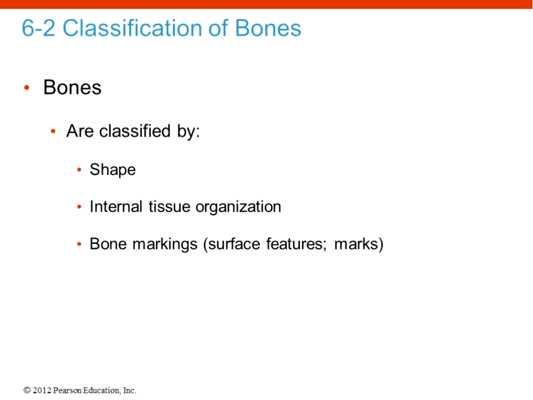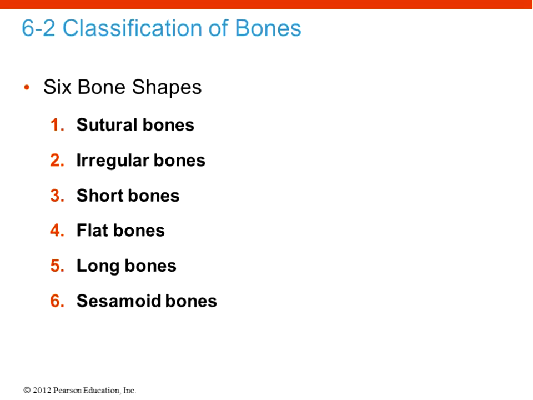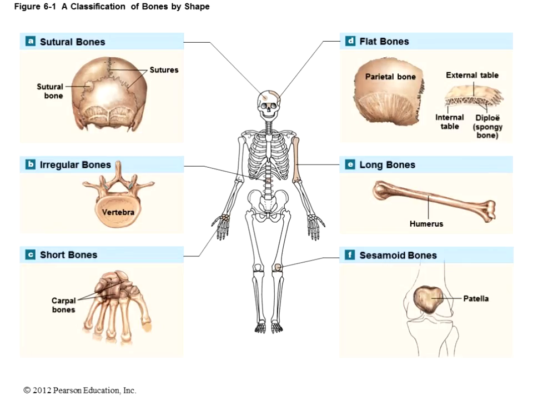So bones can be classified based on their shape, what type of markings or organization do we see on the surface or inside the tissue. The shapes we'll spend the most time looking at are long bones, but they're also sutural, irregular, short, flat, and sesamoid bones. And you can see all six of the different varieties of bones here in this image.